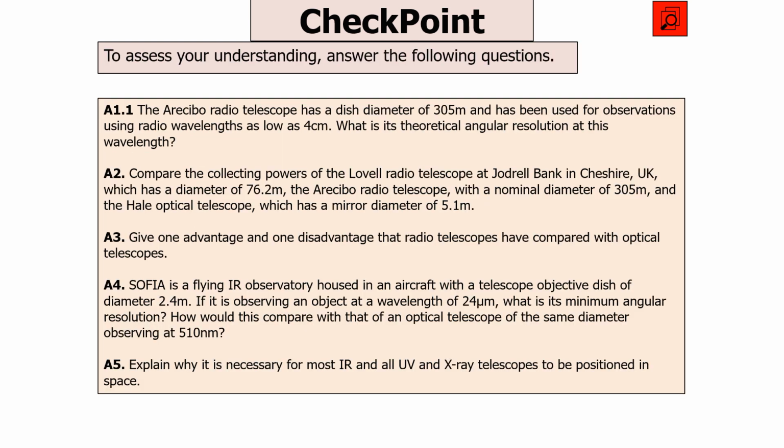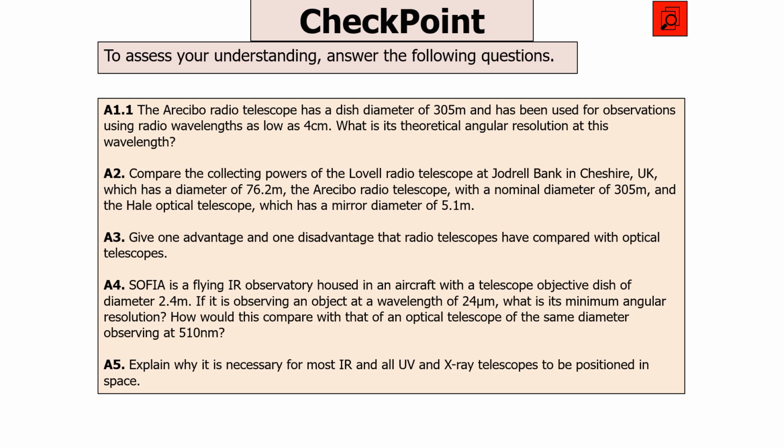The next question says, the Arecibo telescope has a dish diameter of 305 meters and has been used for observations using radio wavelengths as long as 4 centimeters. What is the angular resolution at this wavelength? Then compare the collecting powers of the Lovell radio telescope, which has a diameter of 76.2 meters, the Arecibo radio telescope with a diameter of 305 meters, and the Hale optical telescope with a mirror diameter of 5.1 meters. Then give one advantage and one disadvantage that radio telescopes have compared with optical telescopes.